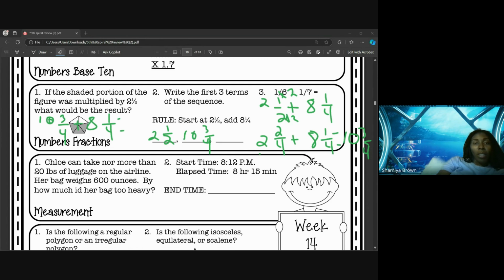10 plus 8 is 18. 3 plus 1 is 4. My denominator stays 4, which is actually 4/4, a whole. So I could basically add this one whole to 18. So 18 plus 1 will give me 19. So my next term and my last term is going to be 19. And that is it for number 2.